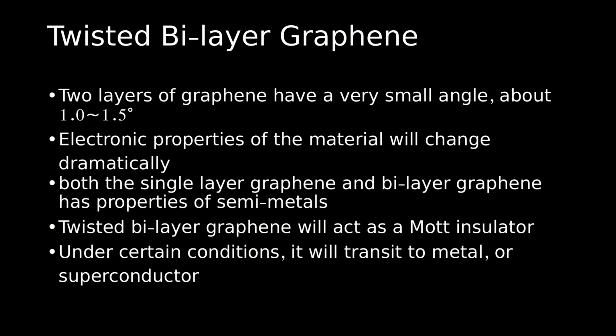Now the twisted bilayer graphene, the twist angle is very small. It's about 1.0 to 1.5 degrees, and the electronic properties of the material will change dramatically with such a small angle. Both the single layer graphene and bilayer graphene have properties of semimetals, but the twisted bilayer graphene here will act as a Mott insulator, or under certain conditions, it will transition to a metal or superconductor.